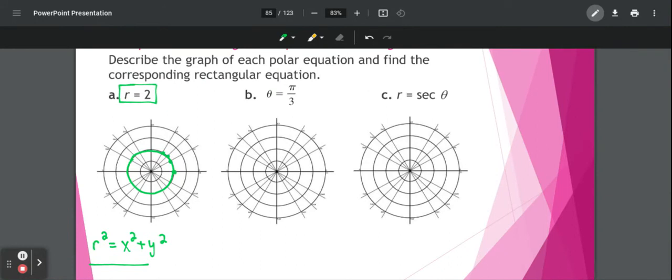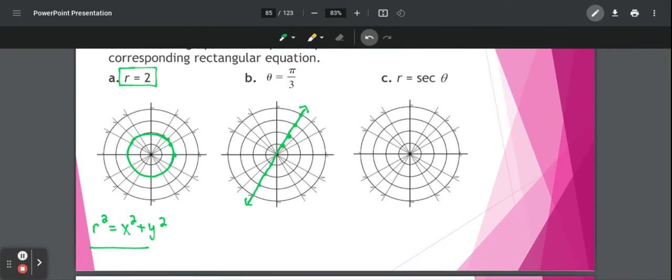So let's look at this next one. Theta equals pi over 3. They don't tell us what r is, so that means r could be anything, but our theta has to be pi over 3. So if r is 1 and theta is pi over 3, we'd be here. If r is 2, we'd be here. R is 3, r is 4. Same thing in the other direction. So we would have all these points, which means that if theta equals pi over 3, we would have this line that goes through the origin.